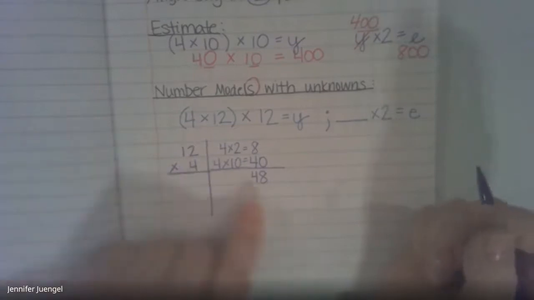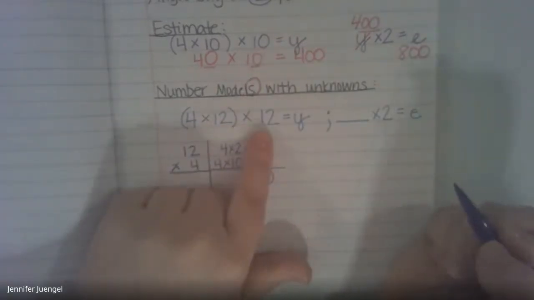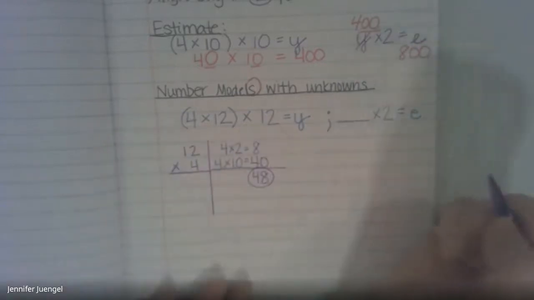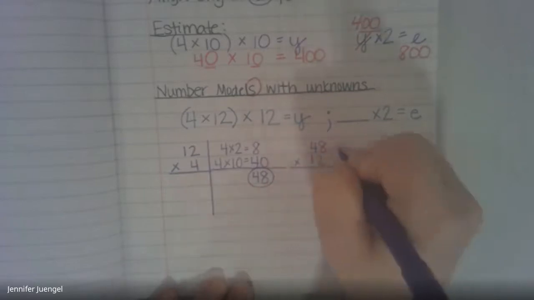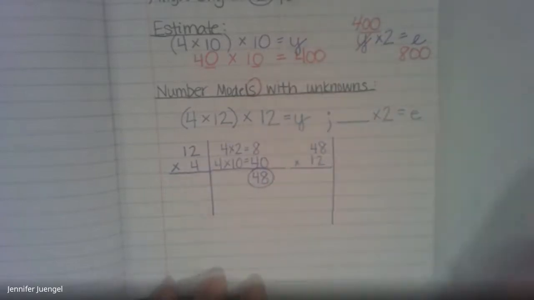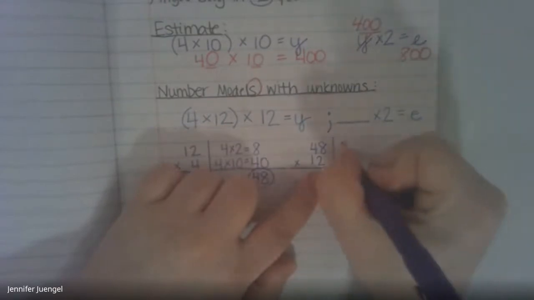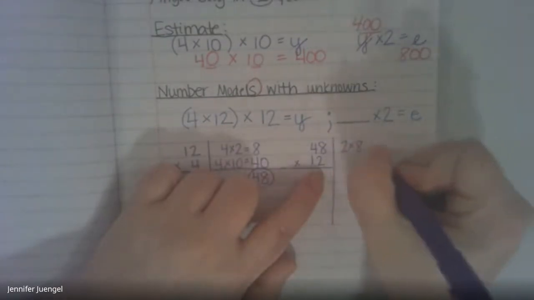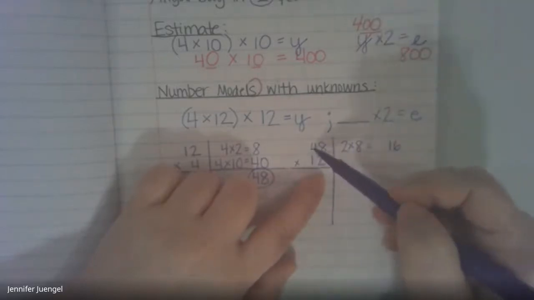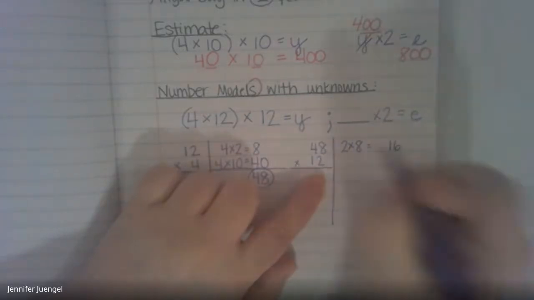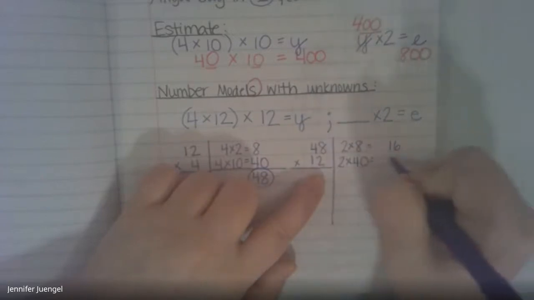Okay, now I'm going to take this answer, 48, and I'm going to do the next part of my equation. I'm going to multiply 48 times 12. Let's try partial product again. So we're going to have quite a few problems. 2 times 8, we're going to do the ones place first. 2 times, not 4, because it's in the tens place, it's really 2 times 40 equals 80.